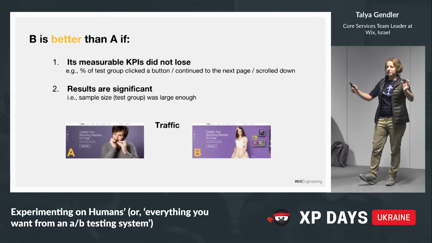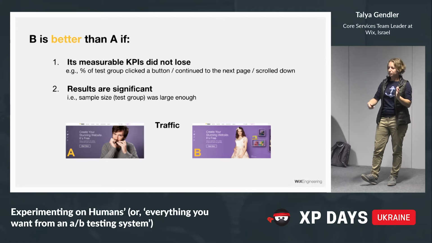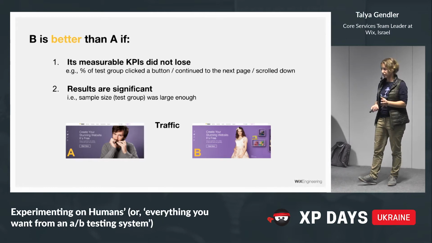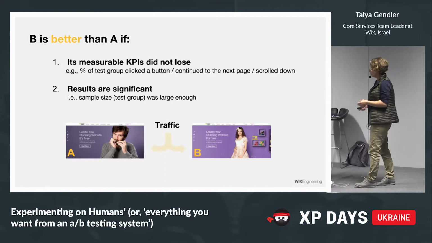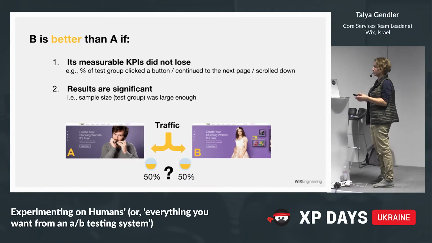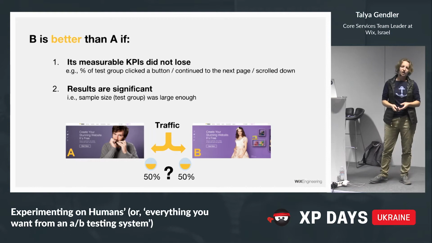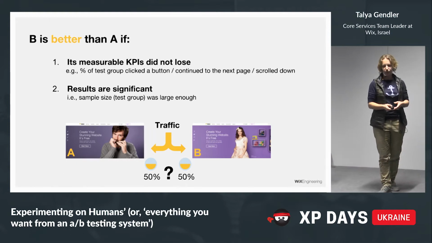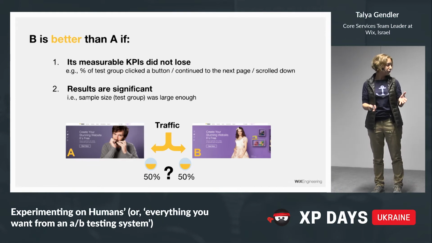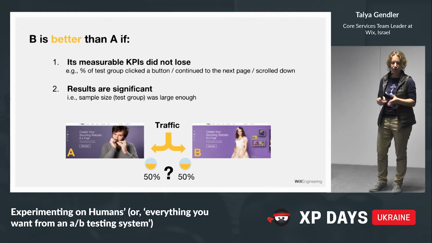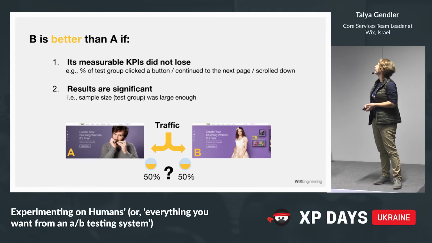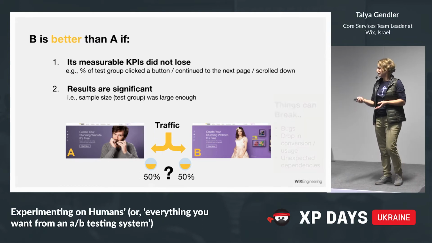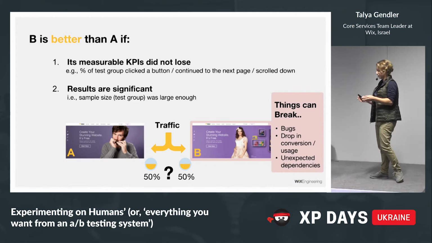Okay, so we've decided there's A, there's B, we're measuring the numbers, we have good statistics people who know their math and they can decide if things are good or not. And then we need to split our users and start measuring them. One very intuitive and simple way to split this would be to just separate them into two equal groups and measure them. And this is obviously not the best way to go about things, okay?